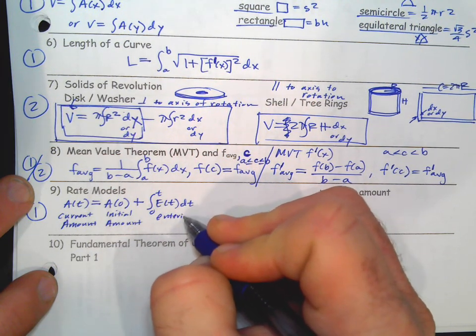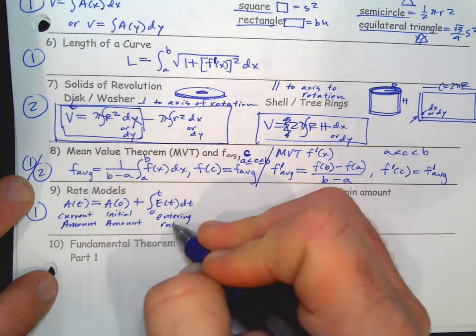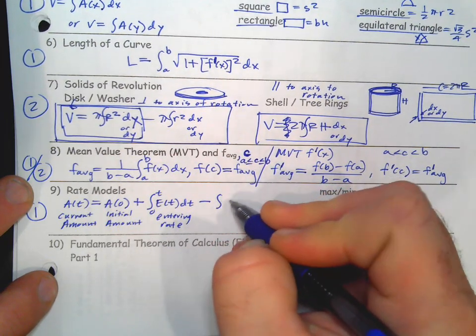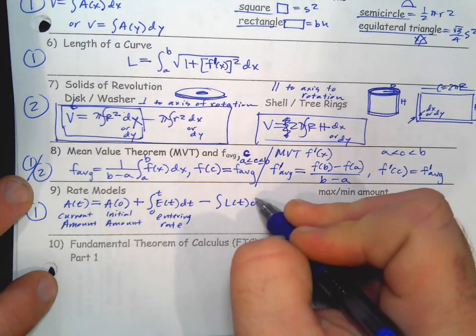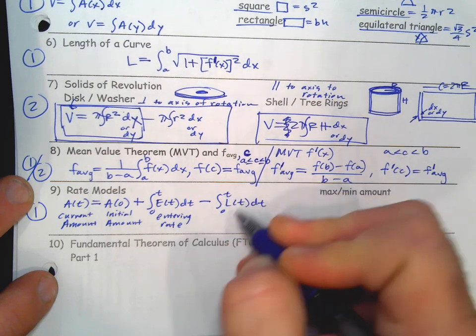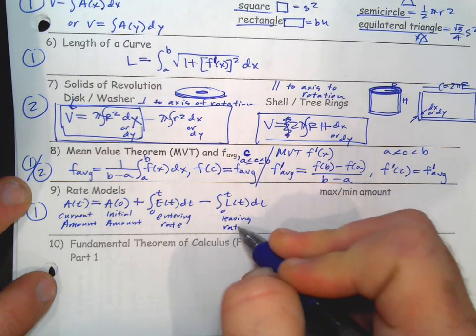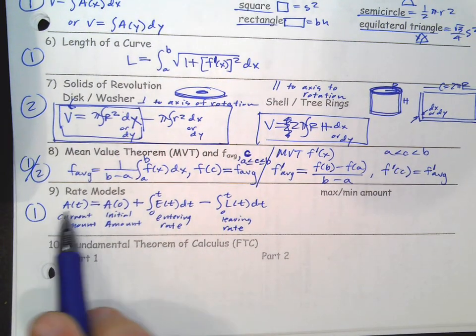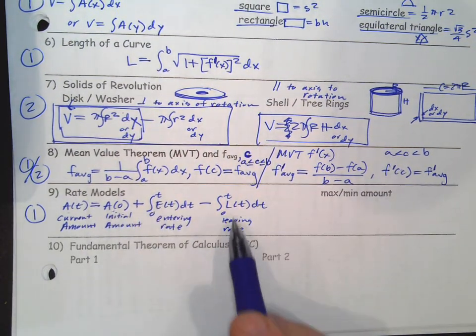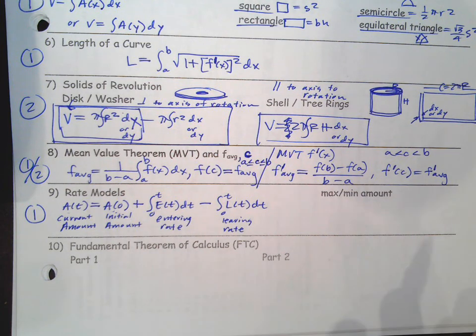I like to use E generically, but it might not be E. Minus all the leaving changes, the losses, you might call that the leaving rate. So it really is just, you are now what you were before, plus the accumulation of all the changes, but now we have positive changes and negative changes separated. So it's really the fundamental theorem of calculus.